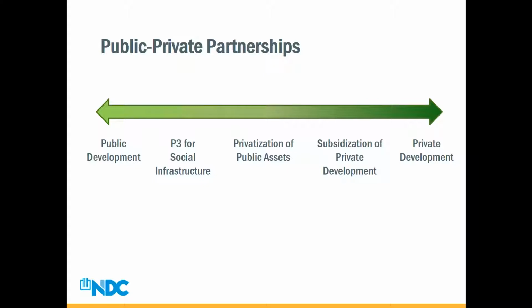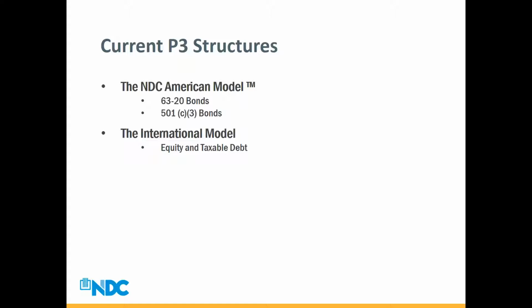about a very specific model, which if you look to the next slide, you'll see there are two most common public-private partnership structures if you have a structured P3. The one that we're going to talk about today, which is ours, the National Development Council's American model, and the international model. The American model relies on a combination of the lowest cost of capital, which is municipal debt that is tax exempt, either through 6320 bonds or 501c3 bonds. And the international model is a combination of equity and taxable debt.